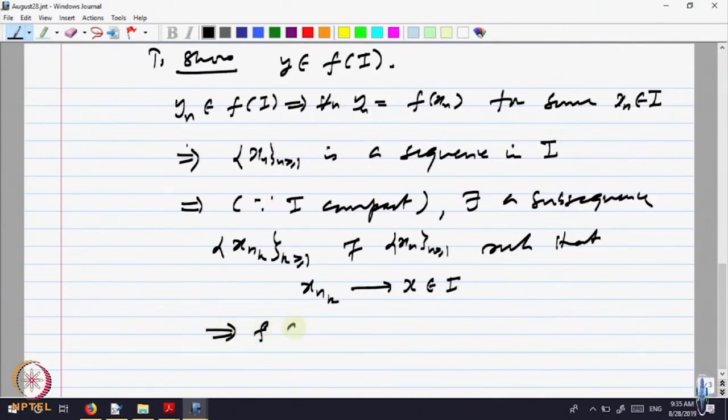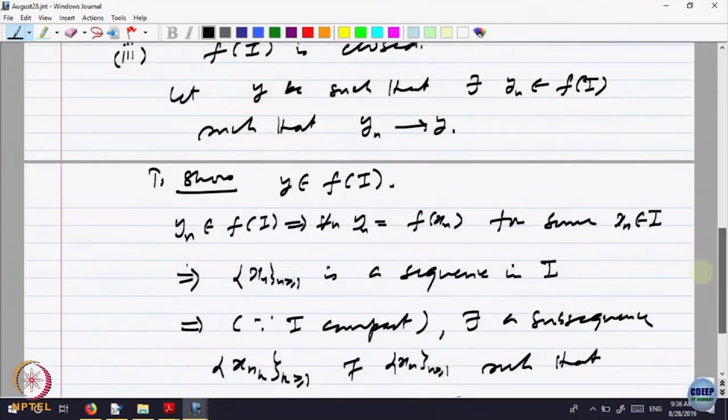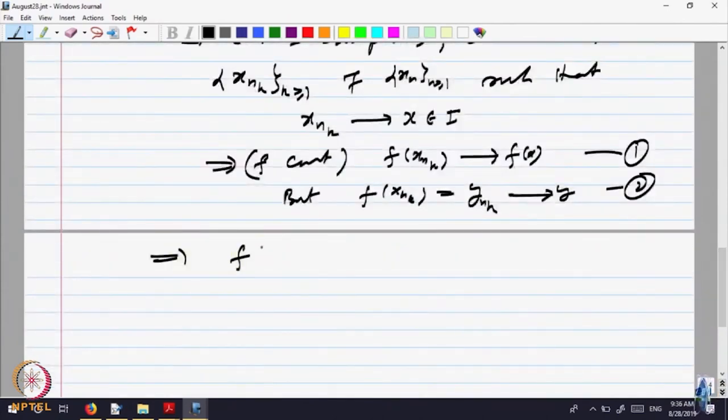But f continuous implies f of x_{n_k} converges to f of x. But what is f of x_{n_k}? It is equal to y_{n_k}, which converges. Where does y_{n_k} converge? The sequence yn is convergent to y, so that is what is given to us; every subsequence must also converge to y. So now look at statement 1 and statement 2: the limit being unique implies f of x is equal to y. So the idea is from the range shift everything to the domain, analyze, and come back. That proves that f of I is also closed.